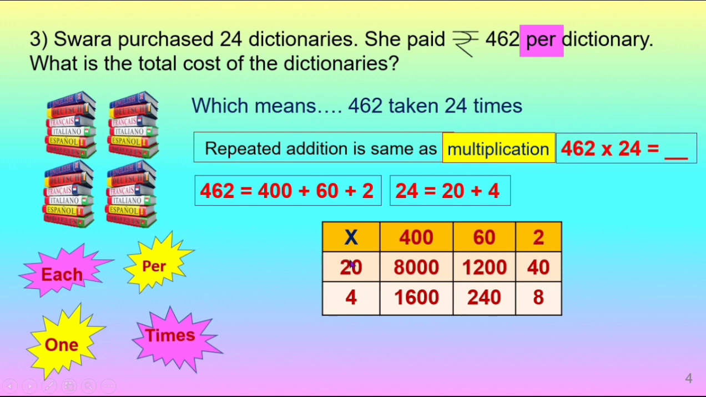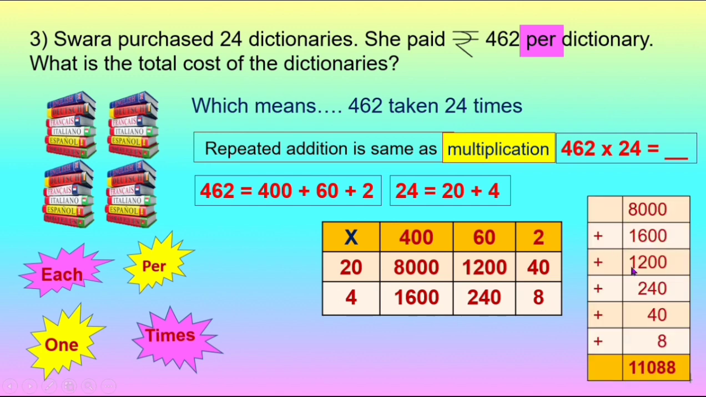400 and 60 and 2, 20 and 4. When you multiply 400 by 20, you get 8,000. 60 and 20, 1,200. 20 and 2 is 40. 4 and 400 is 1,600. 60 into 4 is 240. 4 2s are 8. So then you will arrange all the numbers and you will add them. We get the answer 11,088. You will write down the answer. The total cost of the dictionaries is rupees 11,088.